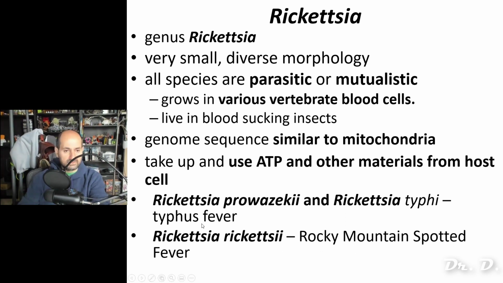So for example, here are some bad examples. Rickettsia prowazekii and Rickettsia typhi, which causes typhus fever. Rickettsia rickettsii causes Rocky Mountain spotted fever. So you can see a lot of these bacteria are intracellular parasites. Their genome sequence is similar to mitochondria. So they live within your cells and they use up your ATP and they cause damage. And they're spread a lot of times by blood-sucking insects.